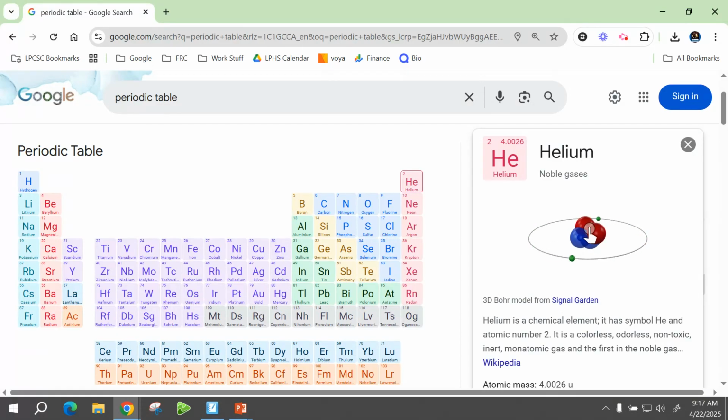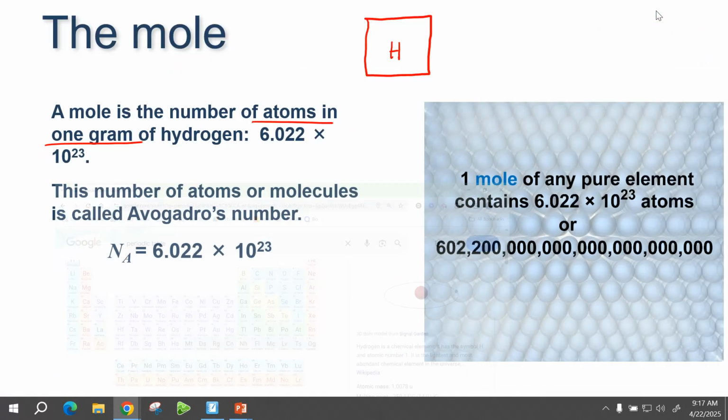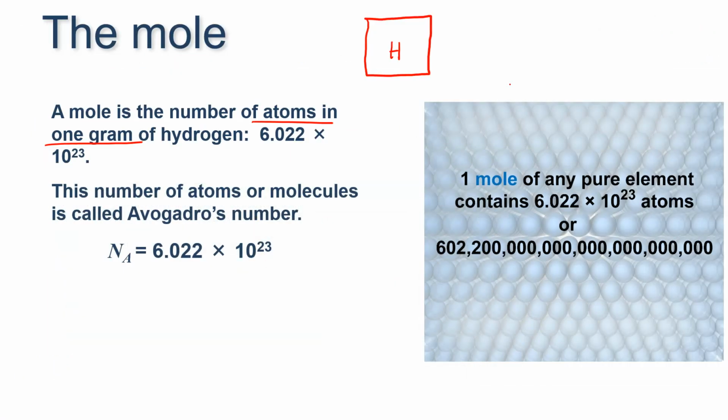So if I look at a periodic table, see this periodic table? If I click on that, see this number in the upper right-hand corner? That's the atomic mass, which is about 1. So where that number comes from is there's a number in the upper right-hand corner. Here. That is the atomic mass.